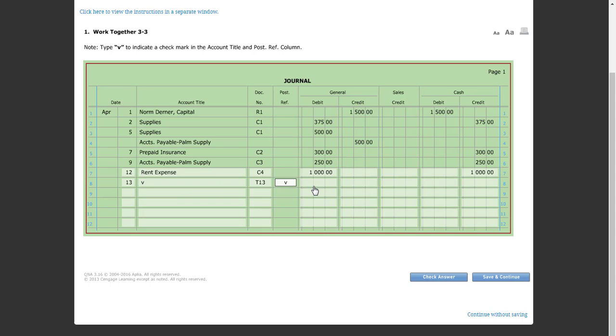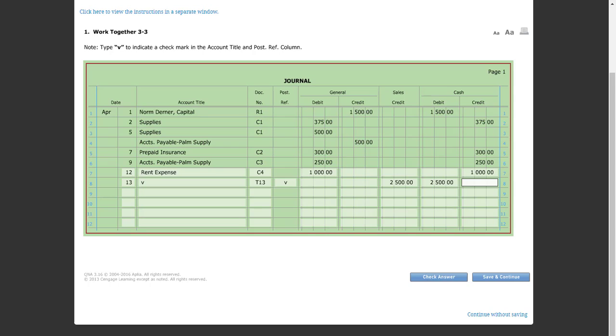So, I'm affecting sales. Well, guess what? We know sales has to be credited, correct? So I'm going to go ahead and put in my $2,500. So if sales is being credited, that means cash has to be debited.